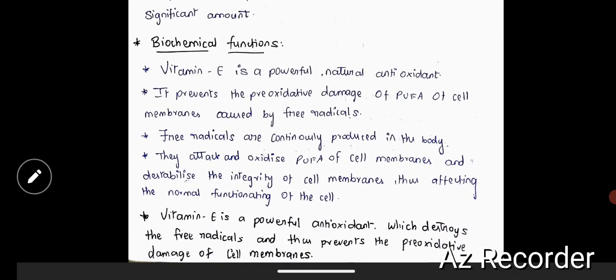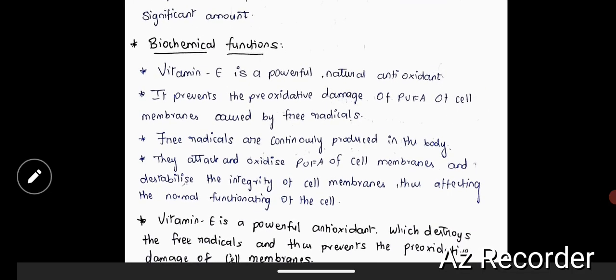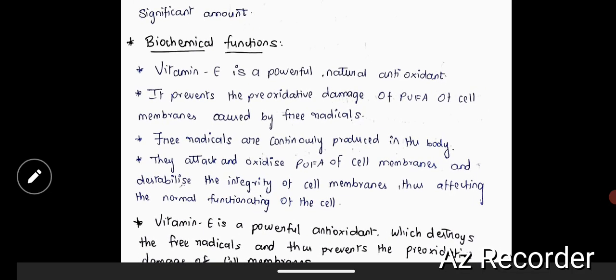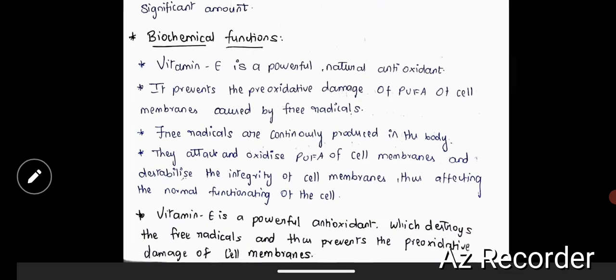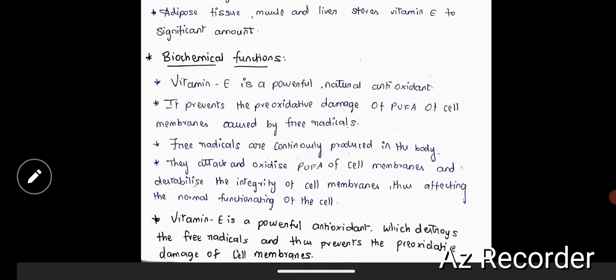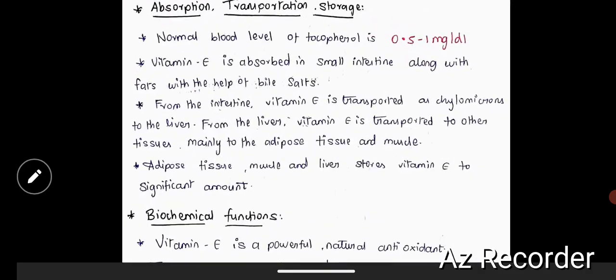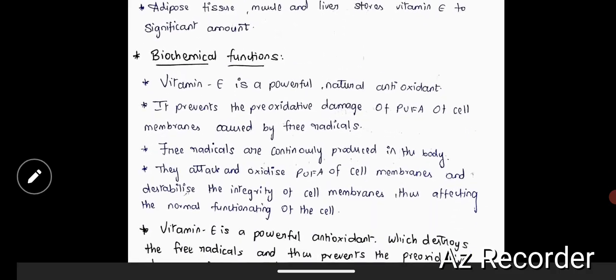Free radicals are continuously produced in the body. They attack and oxidize PUFA of cell membranes and destabilize the integrity of the cell membrane, thus affecting the normal functioning of the cell. Vitamin E is a powerful antioxidant which destroys the free radicals and thus prevents the peroxidative damage of the cell membrane. So this is the important point. You have to remember this point very well.